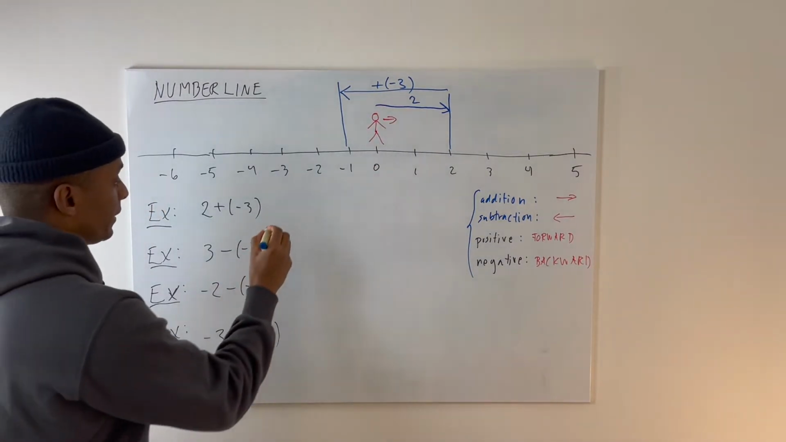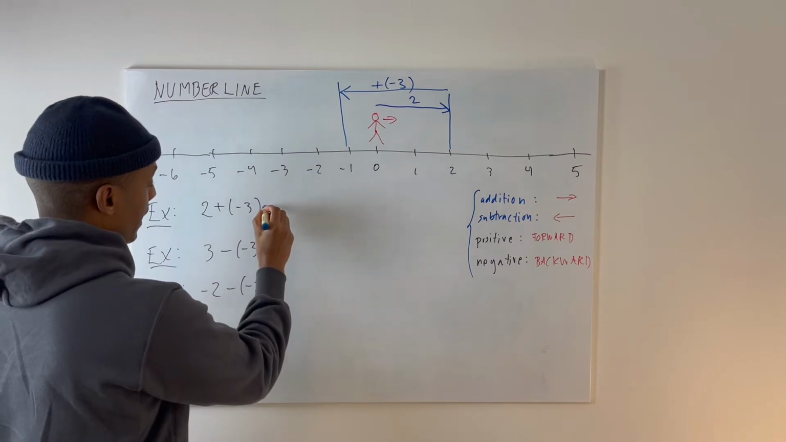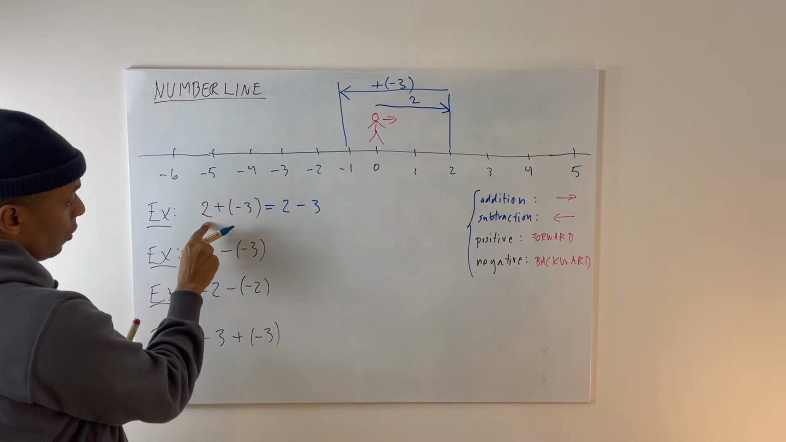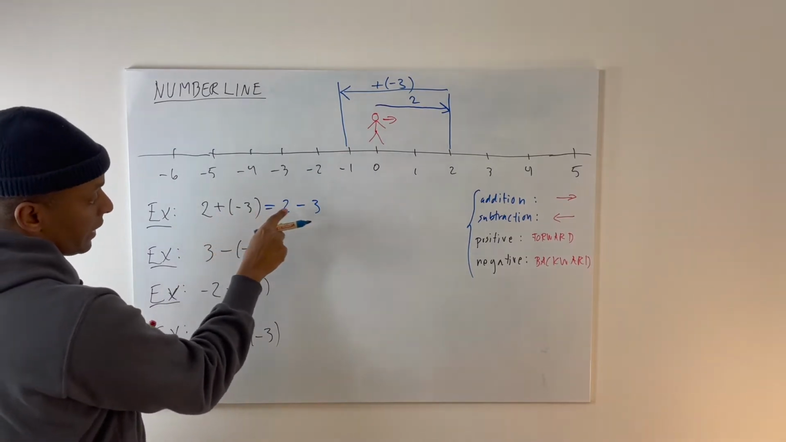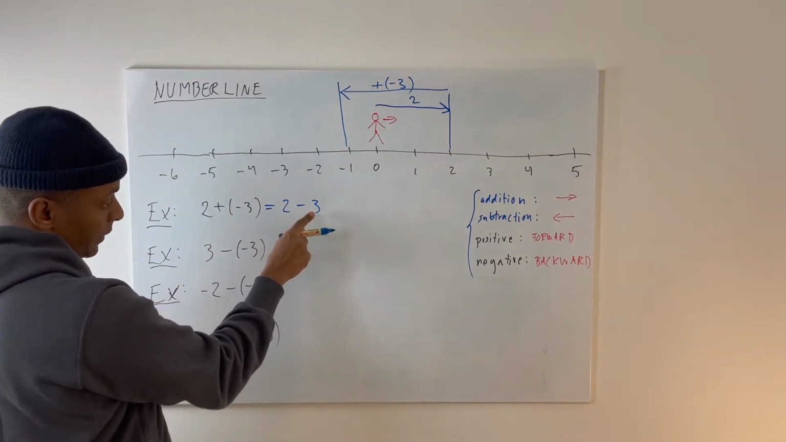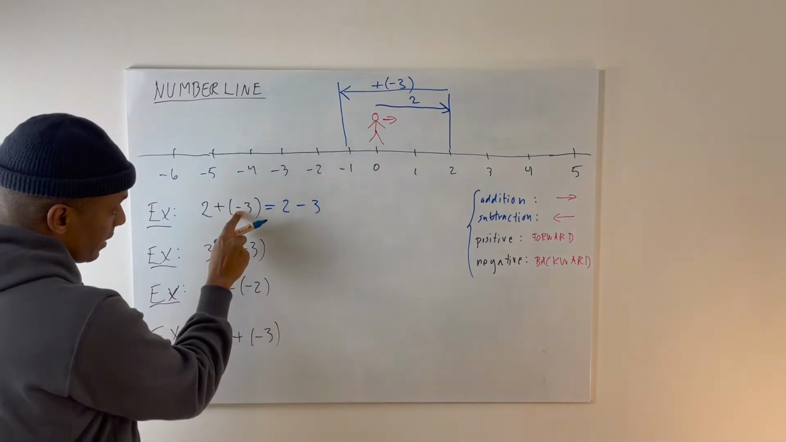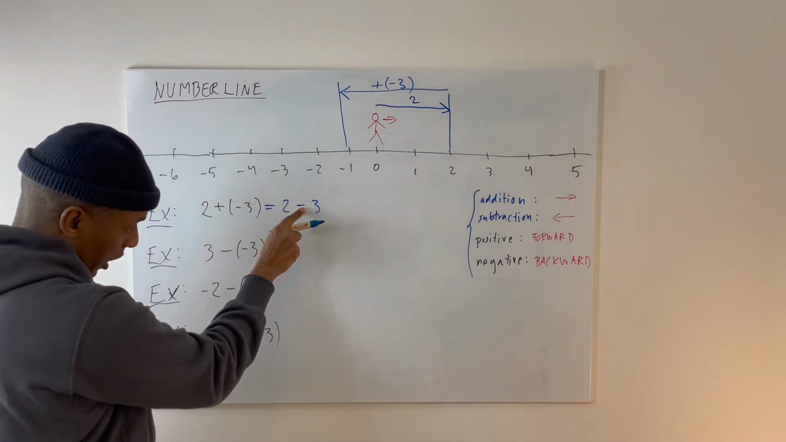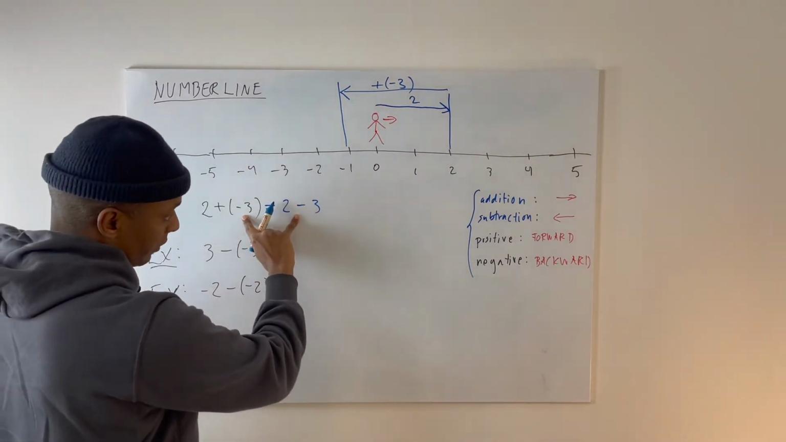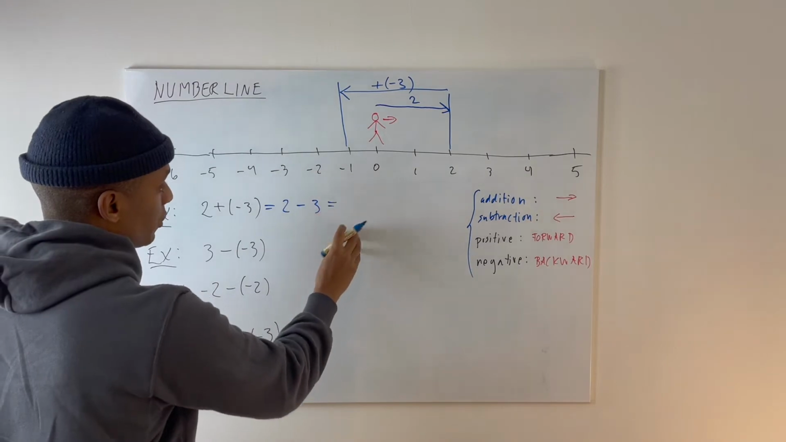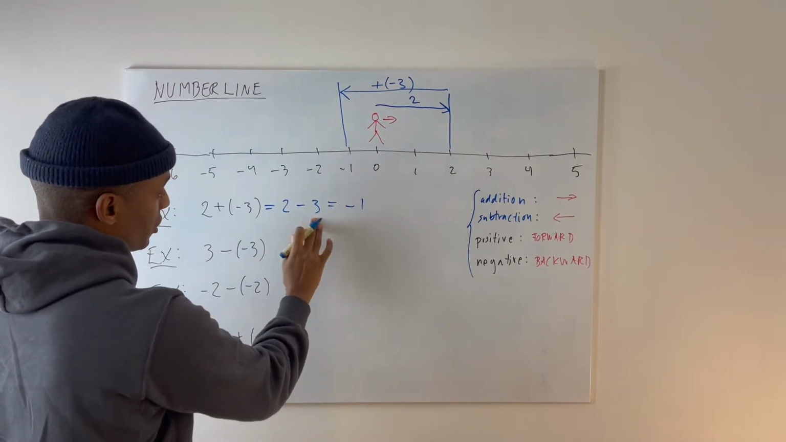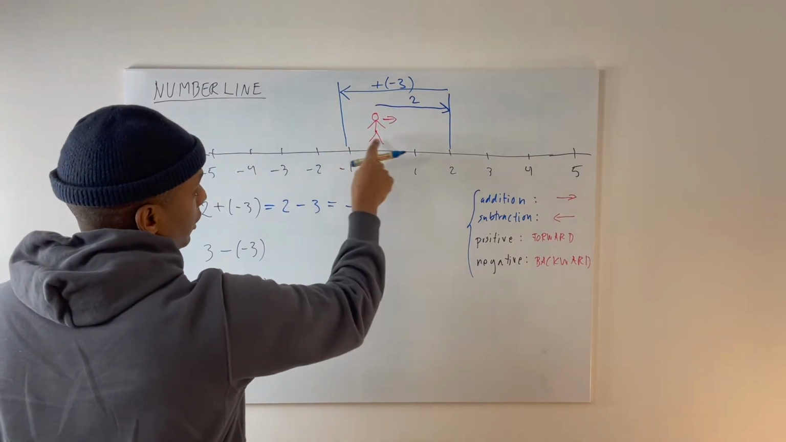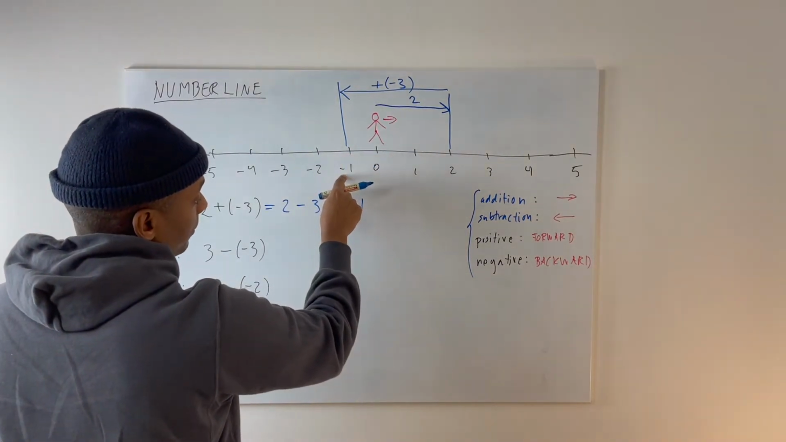So we can see here that this is the same thing as 2 minus 3. So 2 plus -3 became 2 minus 3. Please notice here that this sign here is the negative sign, and this is the subtraction sign. They look the same, they mean different things. And we see that the result is -1. 2 minus 3 is equal to -1, which fits with what we see here. We see that we ended up at -1.